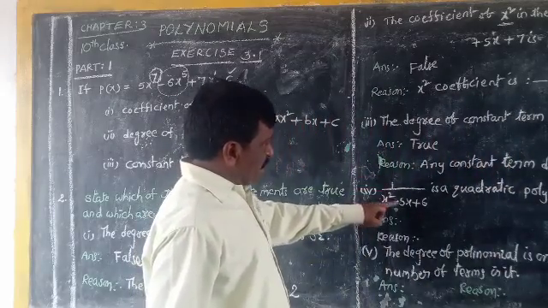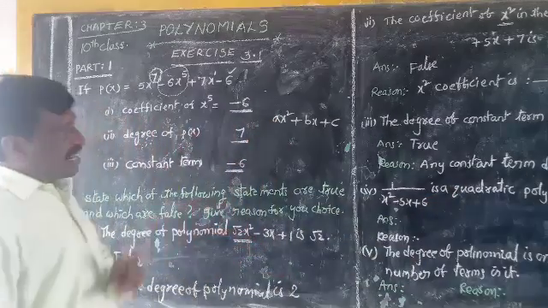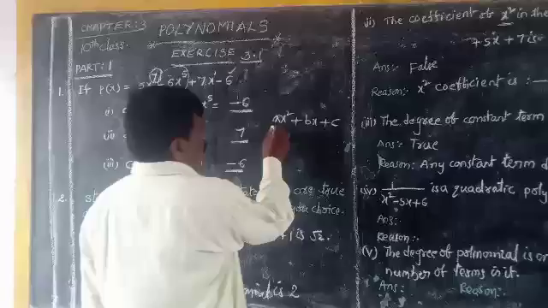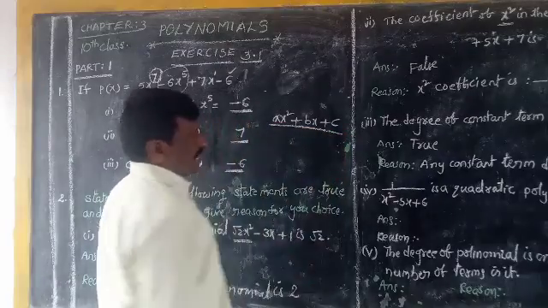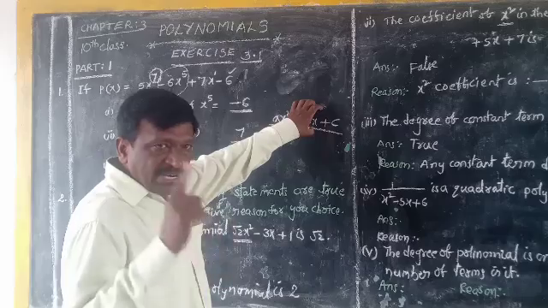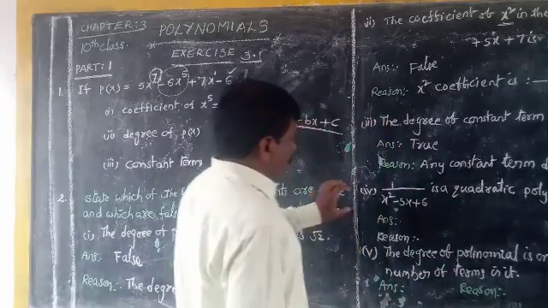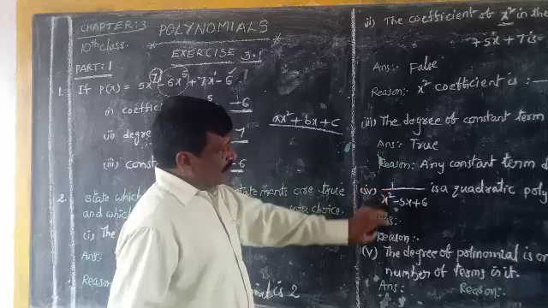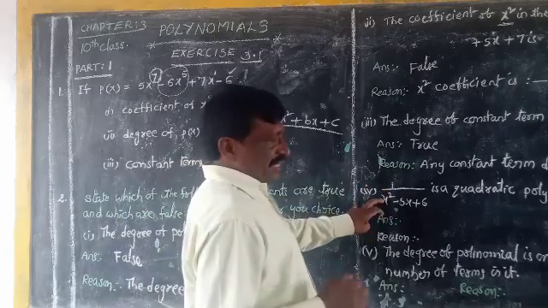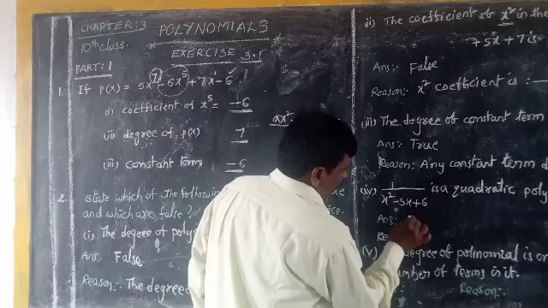Next, 1 by x square minus 5x plus 6 is a quadratic polynomial. No, it is not a quadratic polynomial. A quadratic polynomial is ax square plus bx plus c.